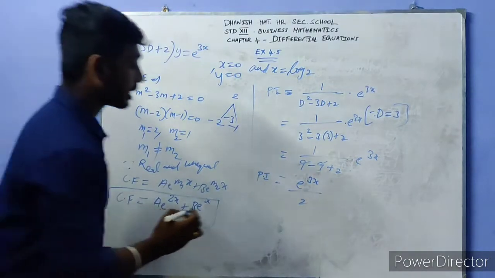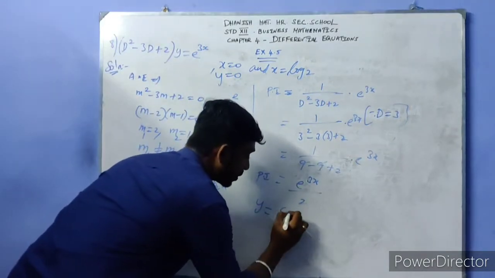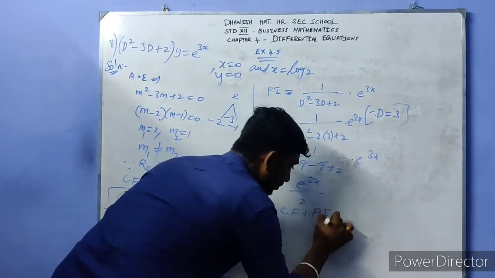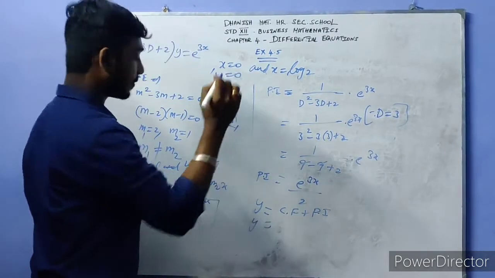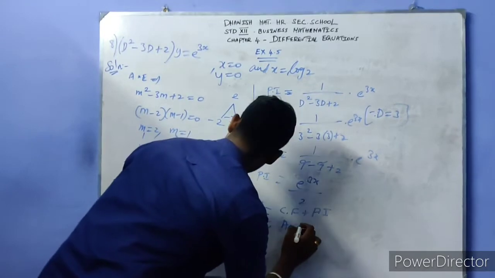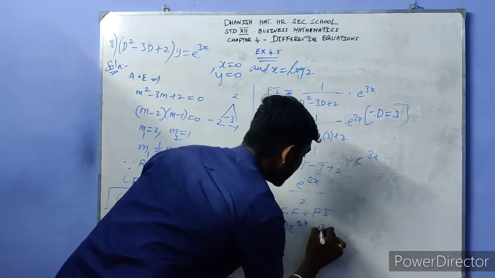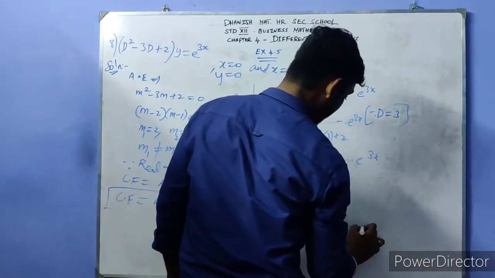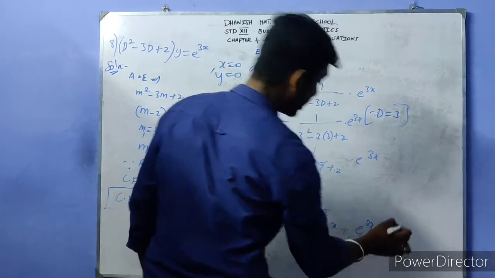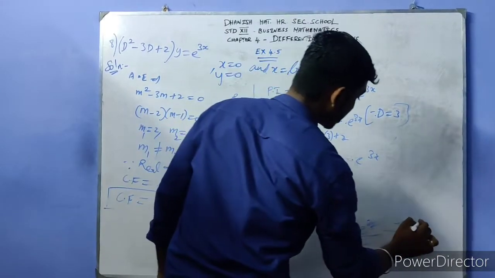Now we are going to find out the general solution, that is y is equal to CF plus PI. So y is equal to, what is the CF value? That is A e power of 2x plus B e power of x plus, what is the PI value? That is e power of 3x divided by 2 here. So this is a general solution.